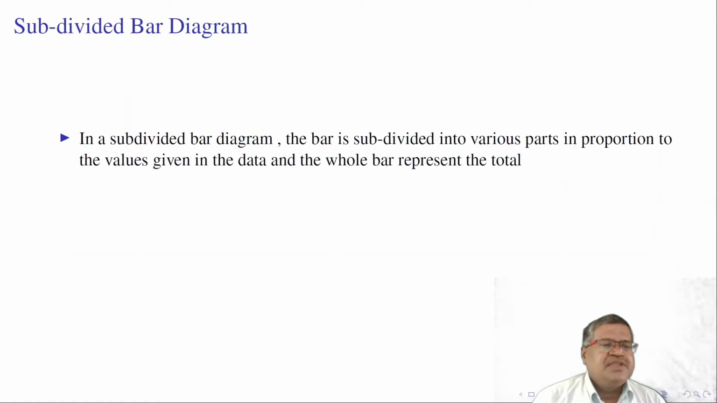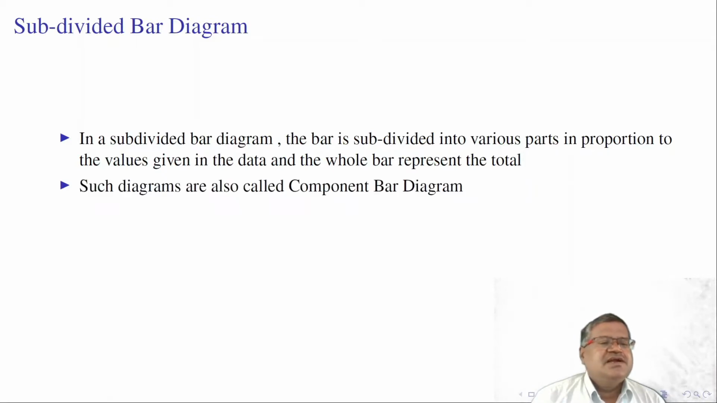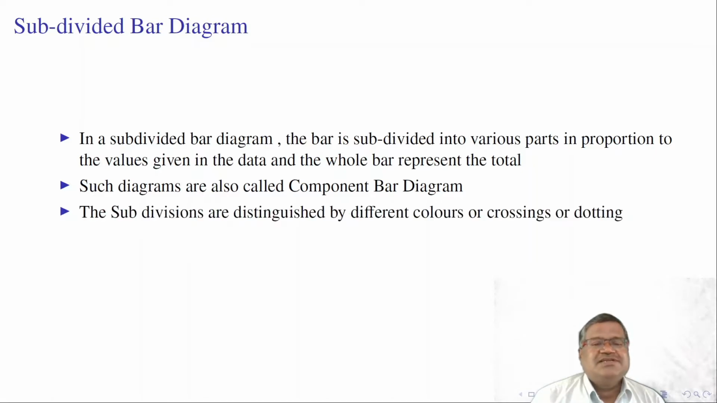Subdivided bar diagram. In a subdivided bar diagram, the bar is subdivided into various parts in proportion to the values given in the data, and the whole bar represents the total. Such diagrams are also called component bar diagrams. Another name of subdivided bar diagram is component bar diagram. Here in the same diagram we are marking the components differently. The subdivisions are distinguished by different colors or crossings or dottings.